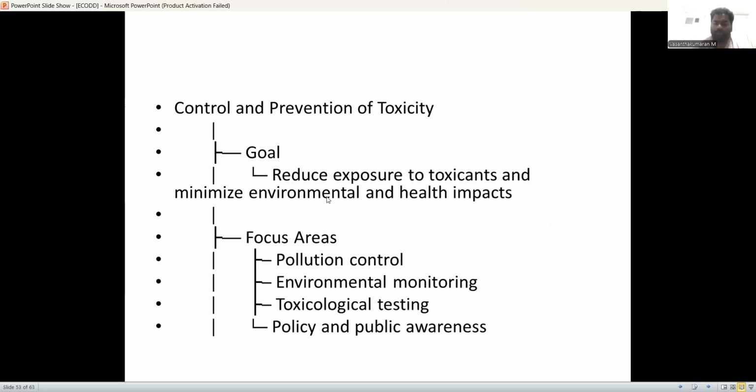So we should focus on pollution control, environmental monitoring, toxicological testing, and we should know the laws also. Even some people will be interested in law, criminology, forensics, all those areas are indirectly or directly impacted by all our studies.